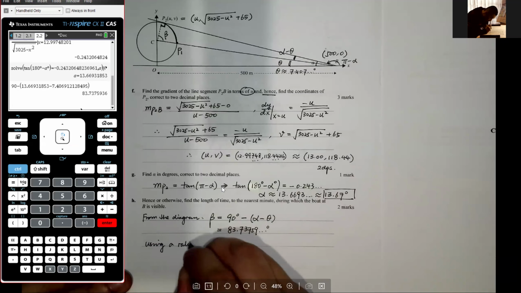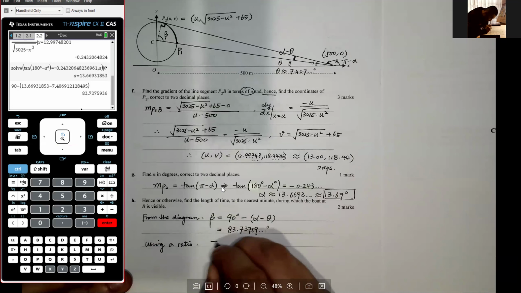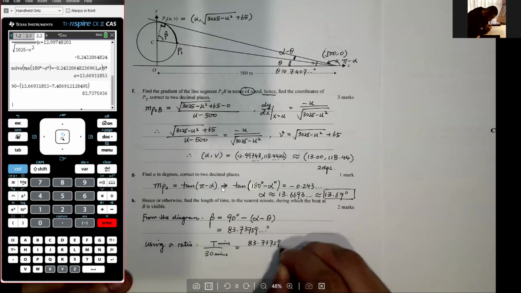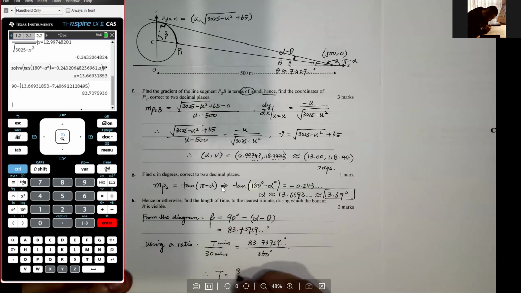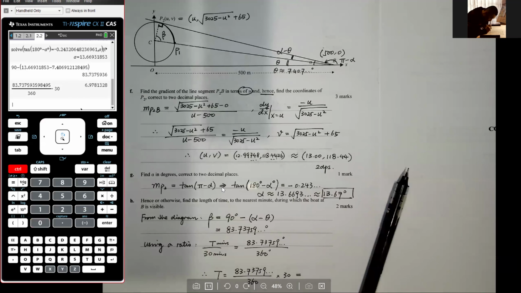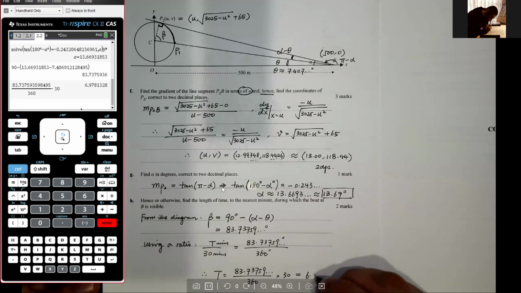Using the ratio, the time t required divided by 30 minutes equals 83.73759 divided by 360 degrees, okay? Therefore, t equals 83.73759 divided by 360 times 30. And we round that value correct to the nearest minute. So that divided by 360 times 30, 6.978, which is rounded to 7 minutes.